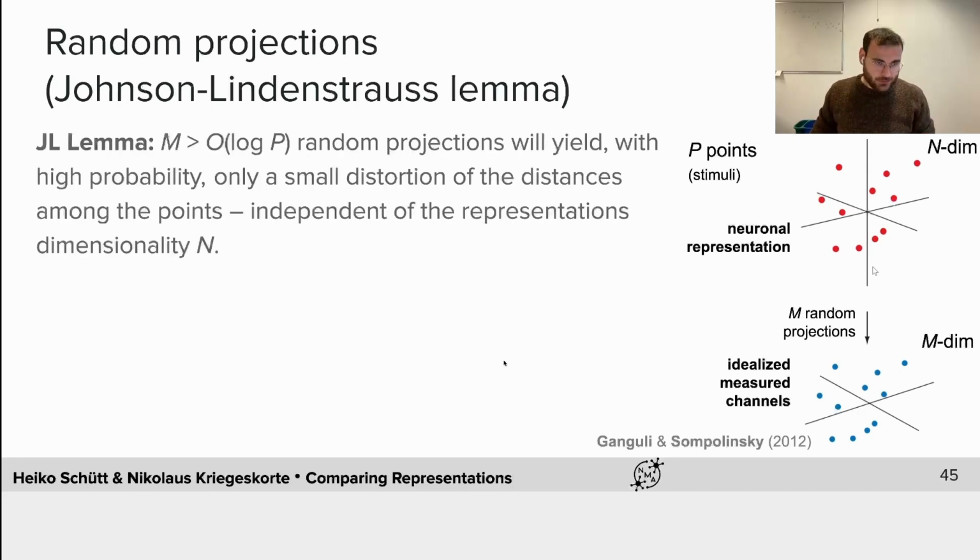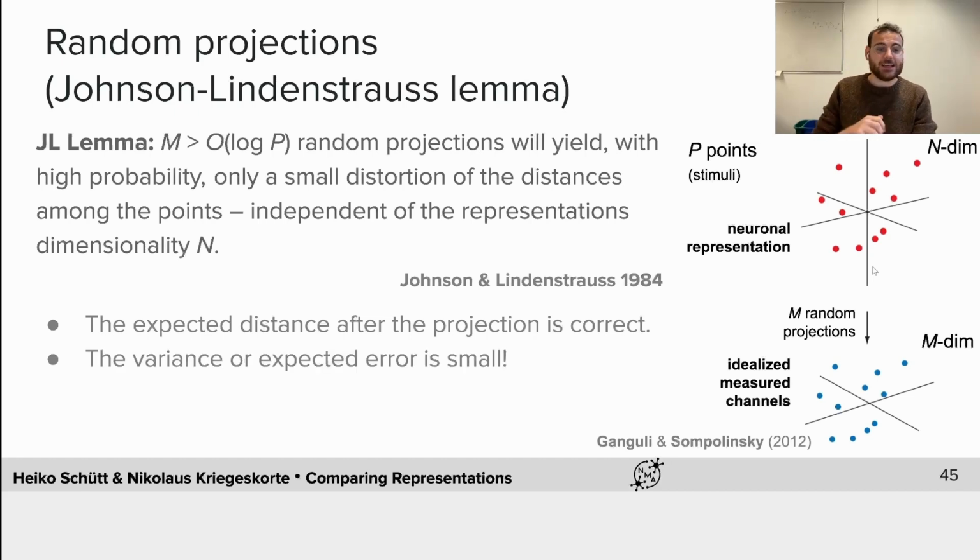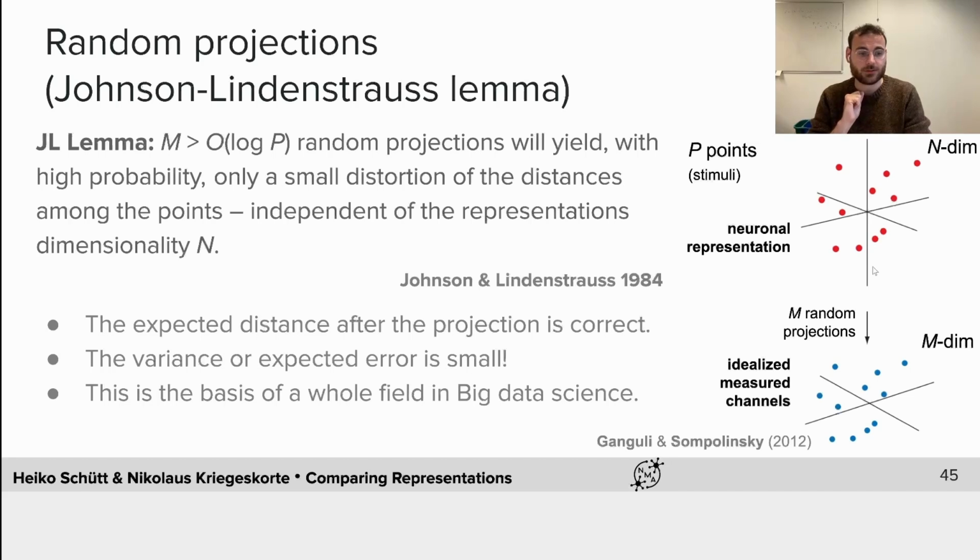So what does this lemma actually say? It says that if we have more than just a logarithmically growing bound on the number of points, then our random projections will yield only small distortions of the distances among points, independent of the representational dimensionality that we start with. Right? So this implies first that the expected distance after the projection is correct under some mild conditions. The variance of the expected error is small, right?